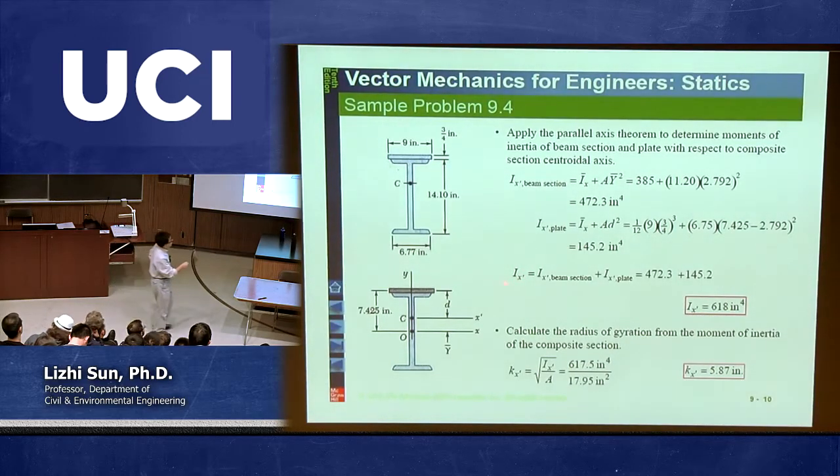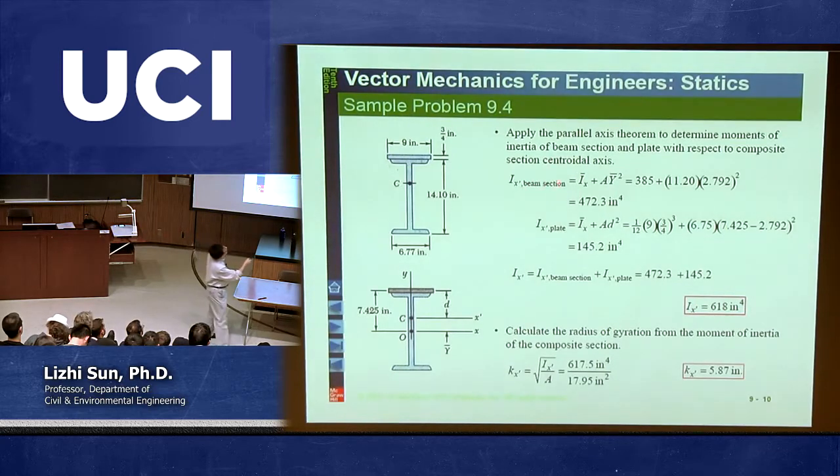But in order for us to calculate I x prime, we do need to calculate the local moment of inertia with respect to each small area and add them together. So we need to split this problem into two parts. One is the moment of inertia for this second part, or the first part. This one is the moment of inertia with respect to the second part.